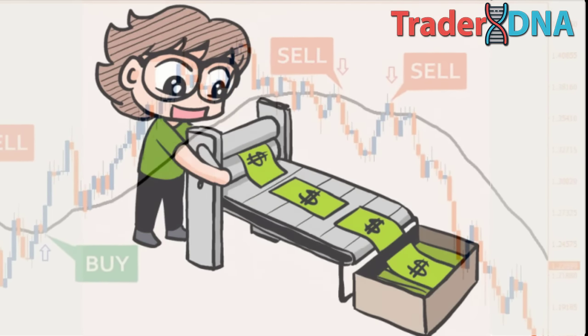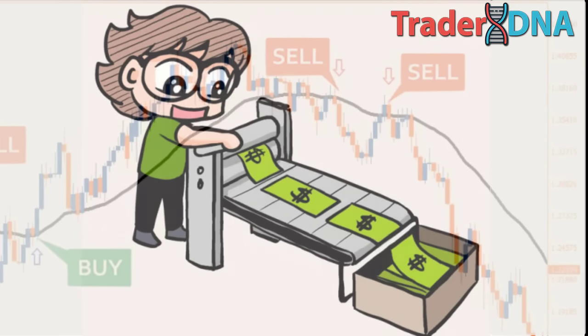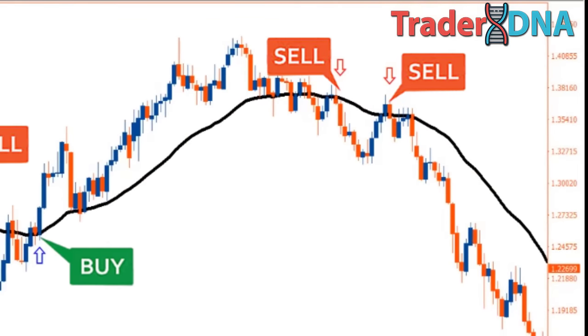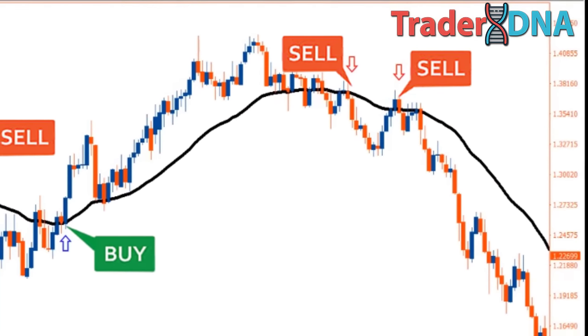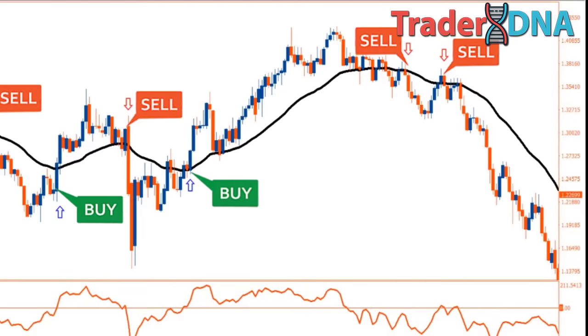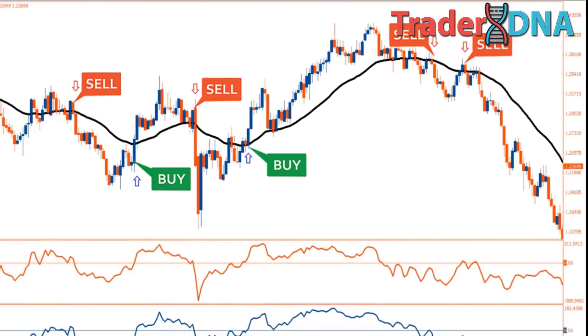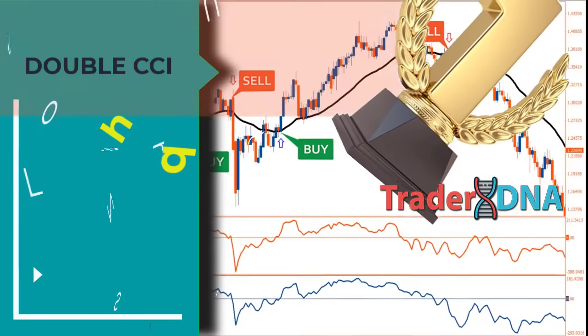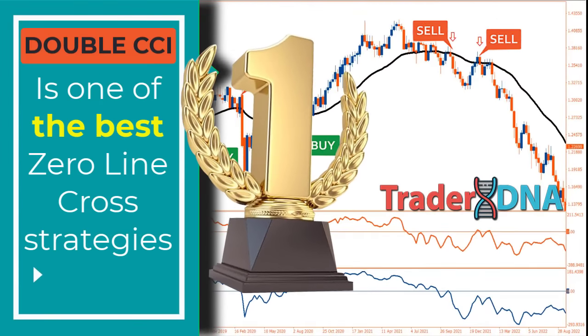Double CCI with 34 EMA is a type of trading system which any trend following trader would love to have. Its simplicity and its capability to create crystal clear signals are some of the reasons why this trading system is so special. The double CCI system is one of the best zero line cross strategies.